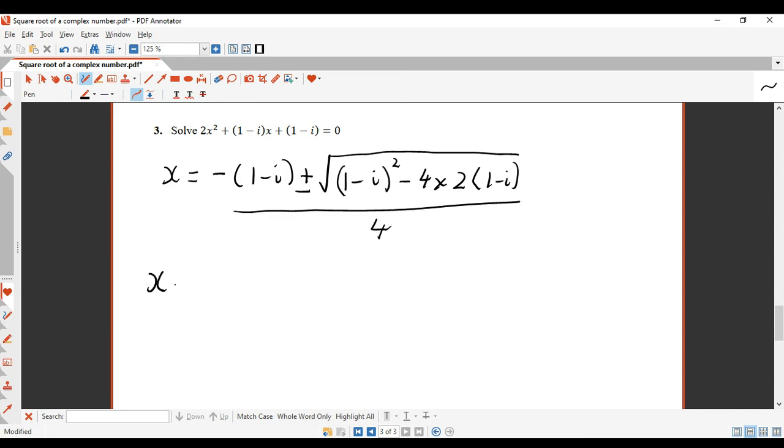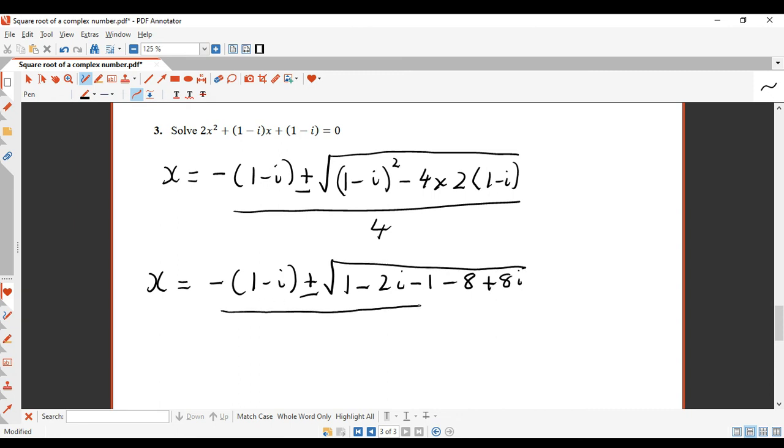Now, that's going to give me x equals minus 1 minus i plus or minus the square root. Now, if I expand these brackets, I'm going to get 1 minus 2i, and then I'm going to square i, so it's going to give me negative 1. And then I'm going to have minus 8 times 1 minus i, so that's going to be minus 8, and then minus 8 times negative i is positive 8i, all over 4.